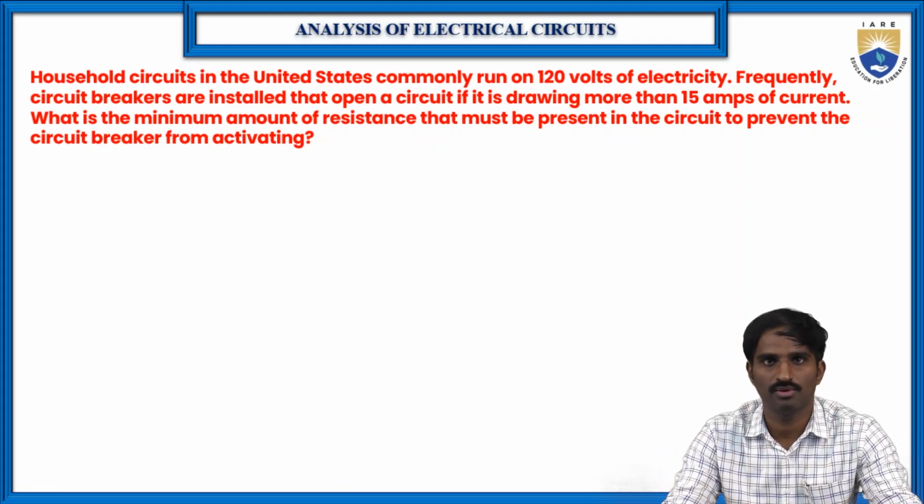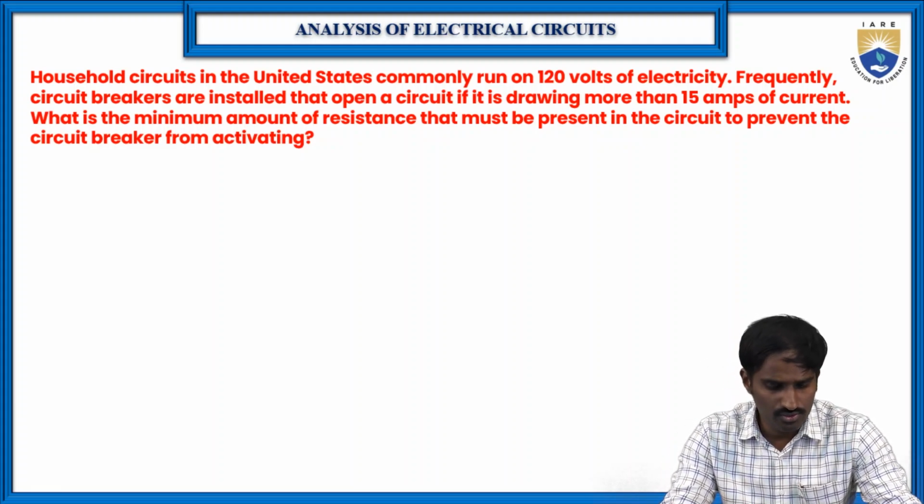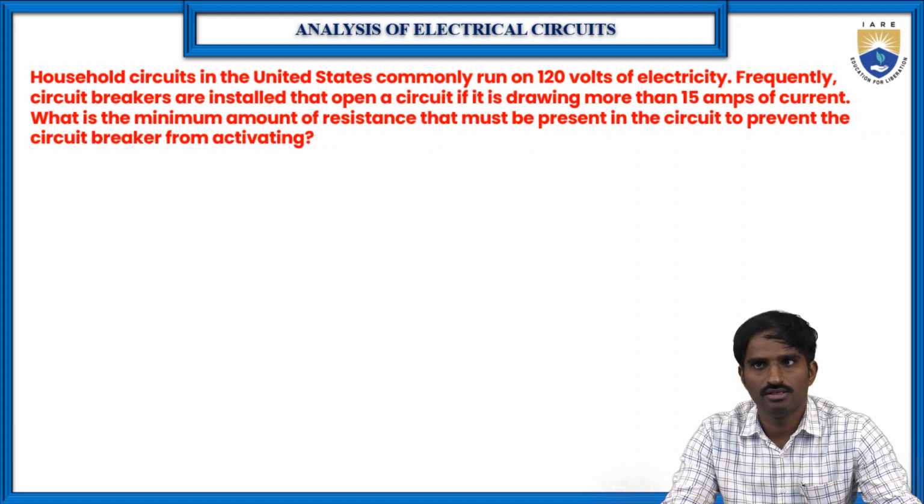Then another problem. Household circuits in the United States commonly run on 120 volts of electricity. Frequently, circuit breakers are installed that open a circuit if it is drawing more than 15 amperes of current. So what is the maximum amount of resistance that must be presented in the circuit to prevent the circuit breaker from activating?